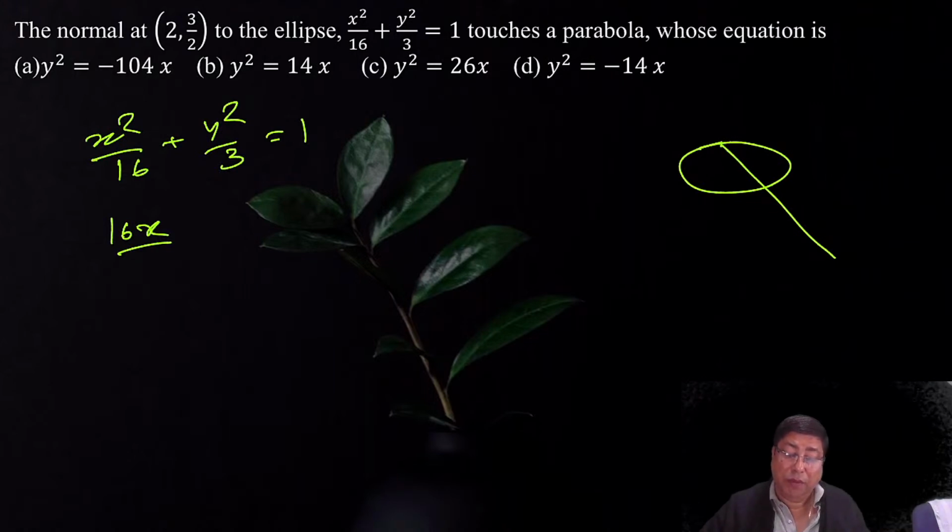Normal to the ellipse touches the parabola, find the equation. Everybody, try to solve the sum.